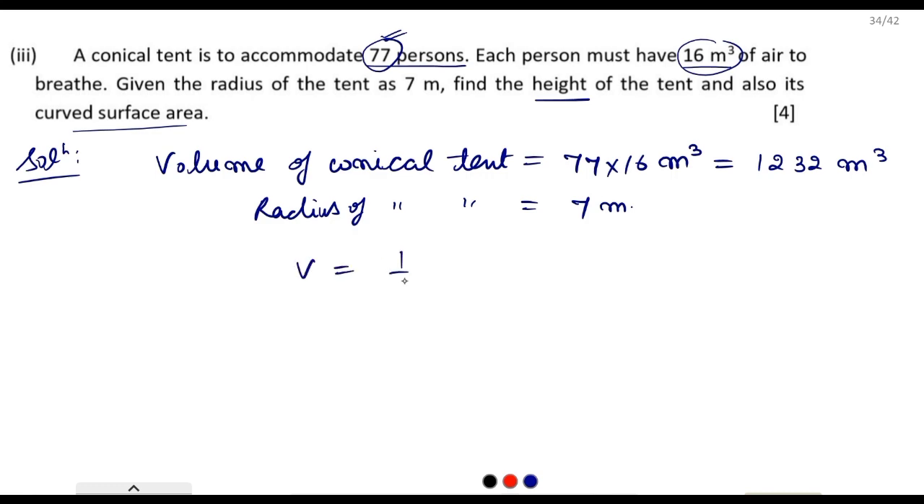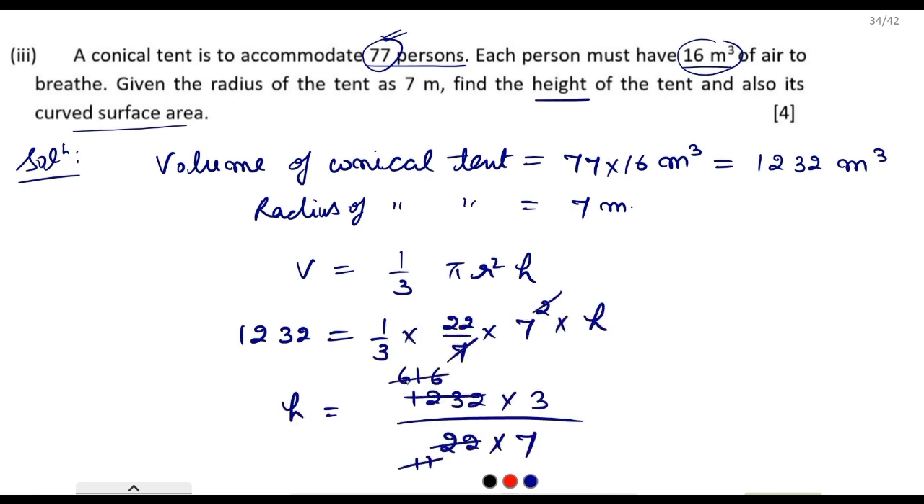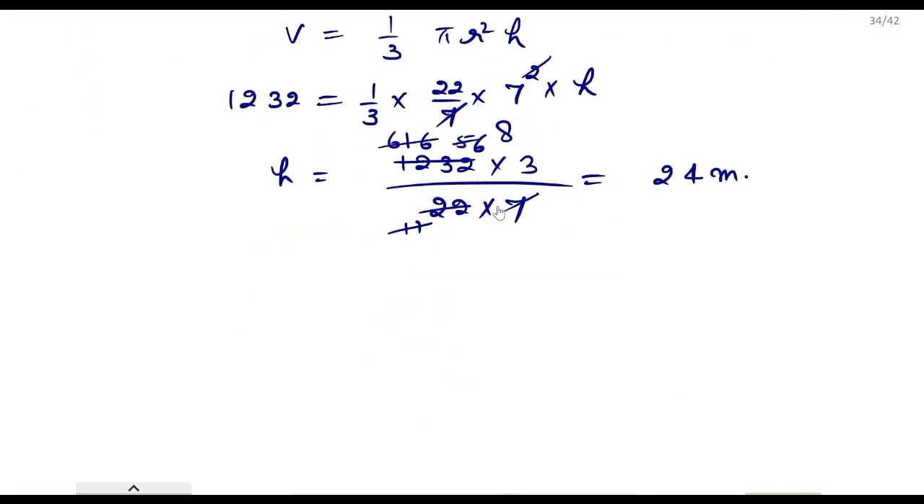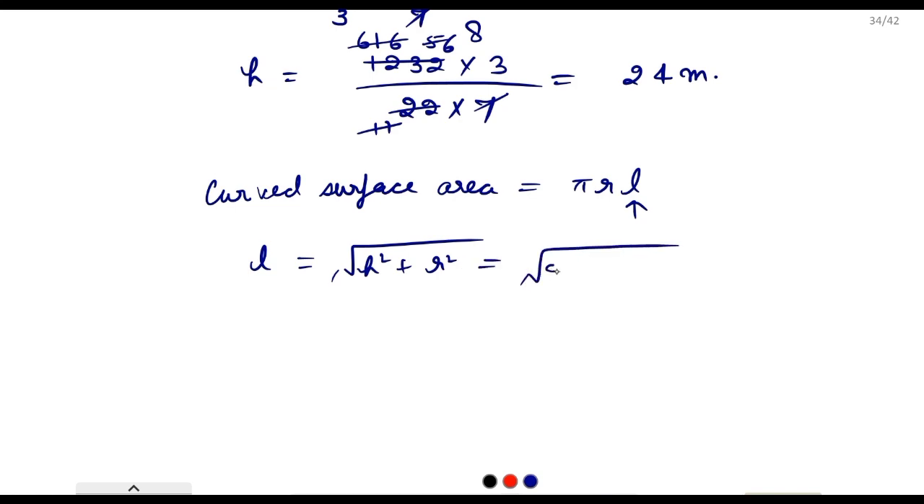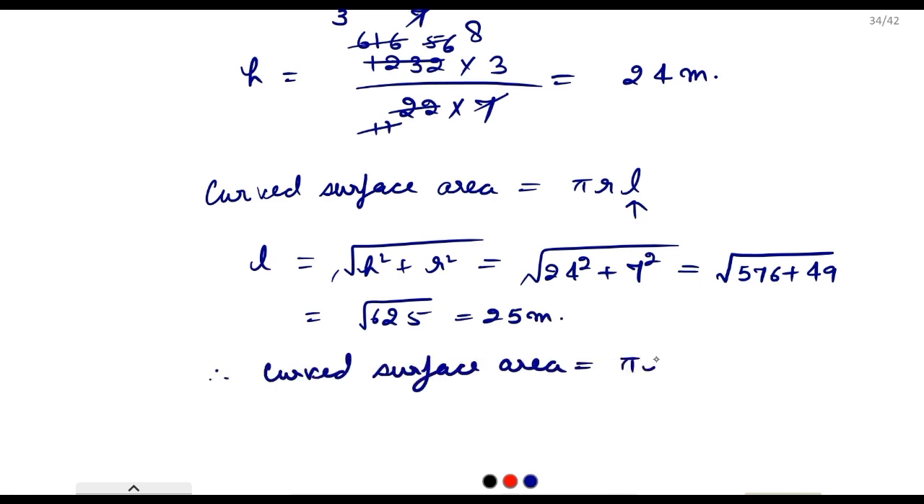Now volume of the cone is equal to 1 upon 3 pi r square h. Put the given values. Volume is 1232. That is pi r l. So first we have to find L. L is equal to under root h square plus r square. 550 meters square.